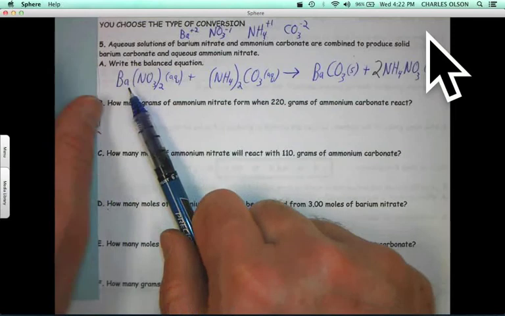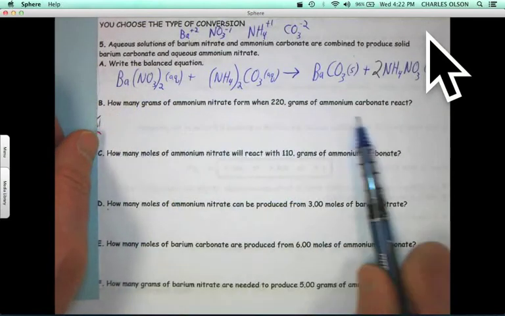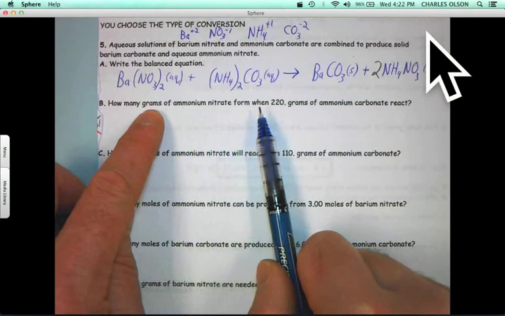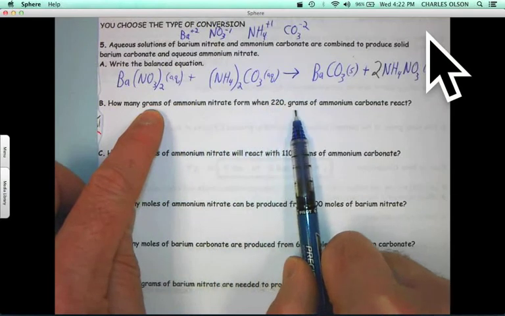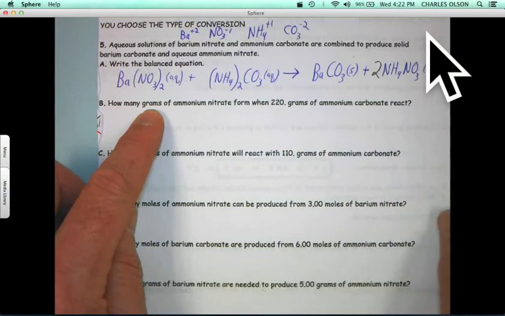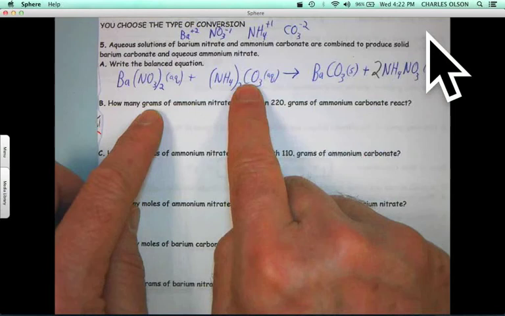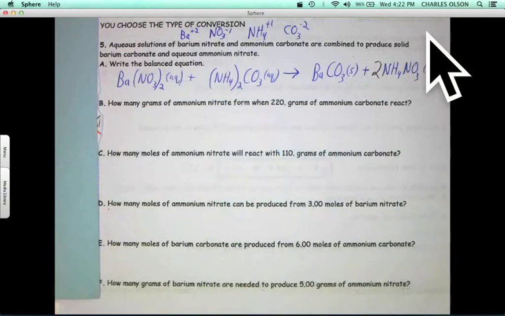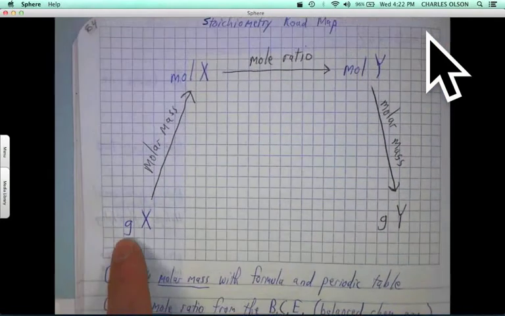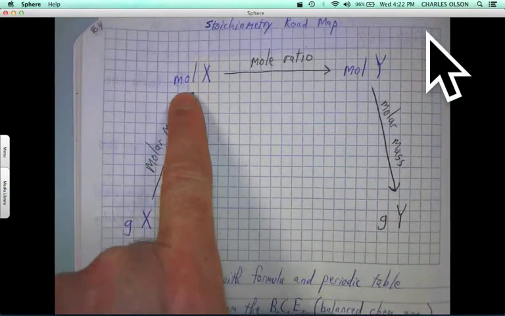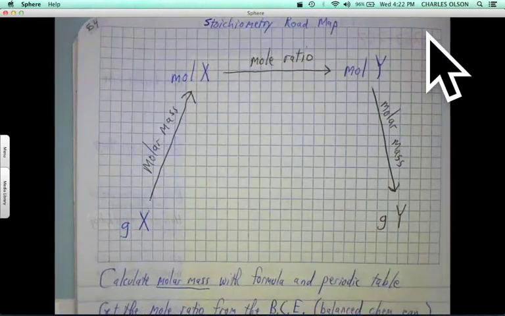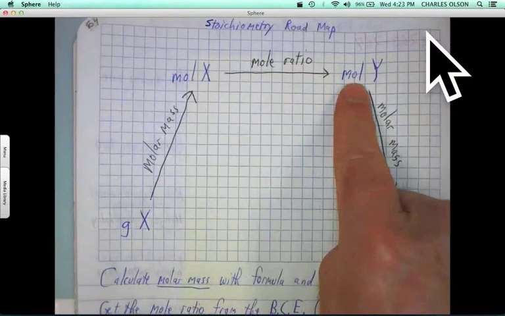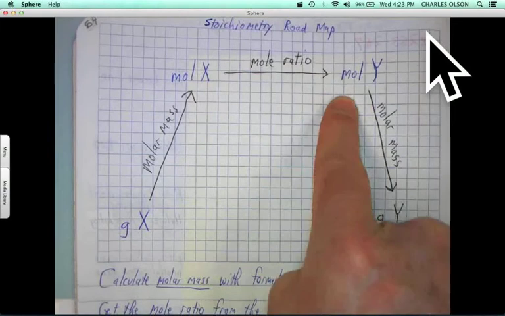Okay, now that we have the balanced chemical equation, we can proceed to a stoichiometry question. This one asks for grams of ammonium nitrate. How many grams of ammonium nitrate form when 220 grams of ammonium carbonate react? So we're given the amount of ammonium carbonate, this reactant, and we're asked how much product do we get in grams. So, stoichiometry from grams to grams, we use our mole roadmap. Grams of X to moles of X to moles of Y to grams of Y. So we will need 3 conversion factors: a molar mass, a mole ratio from the balanced chemical equation, and then a different molar mass for substance Y, the second substance.